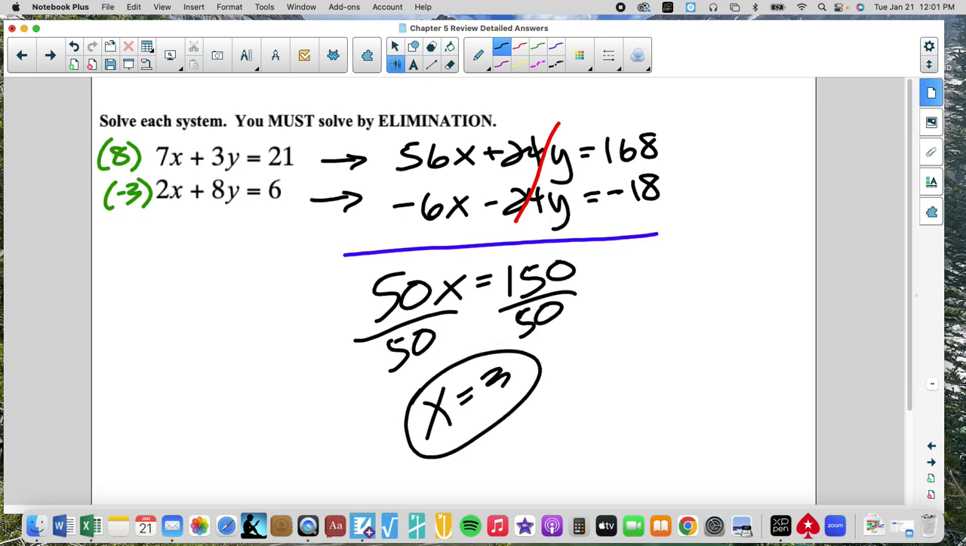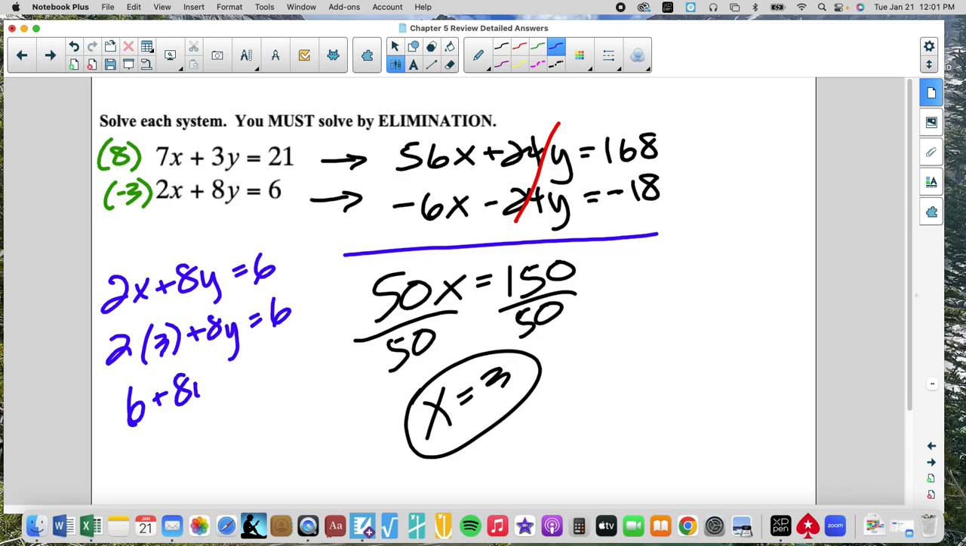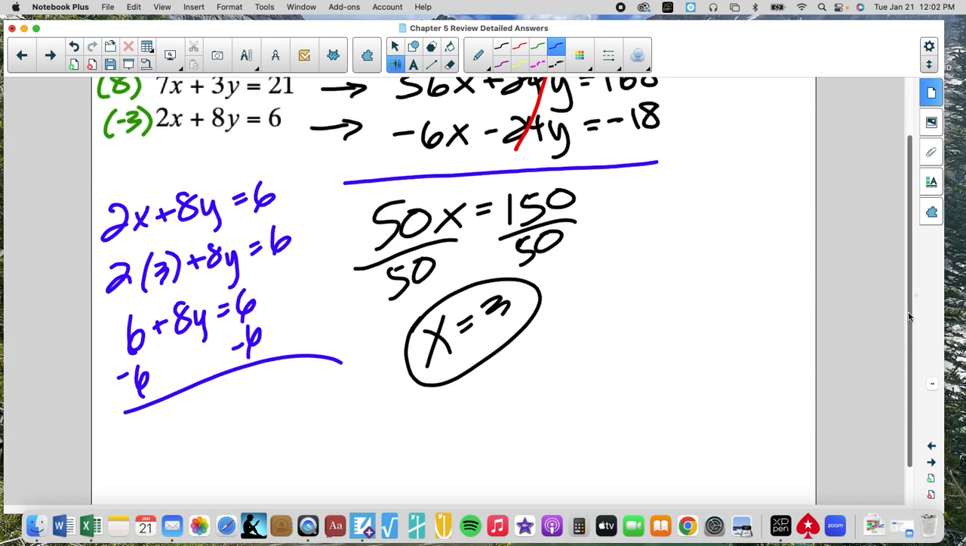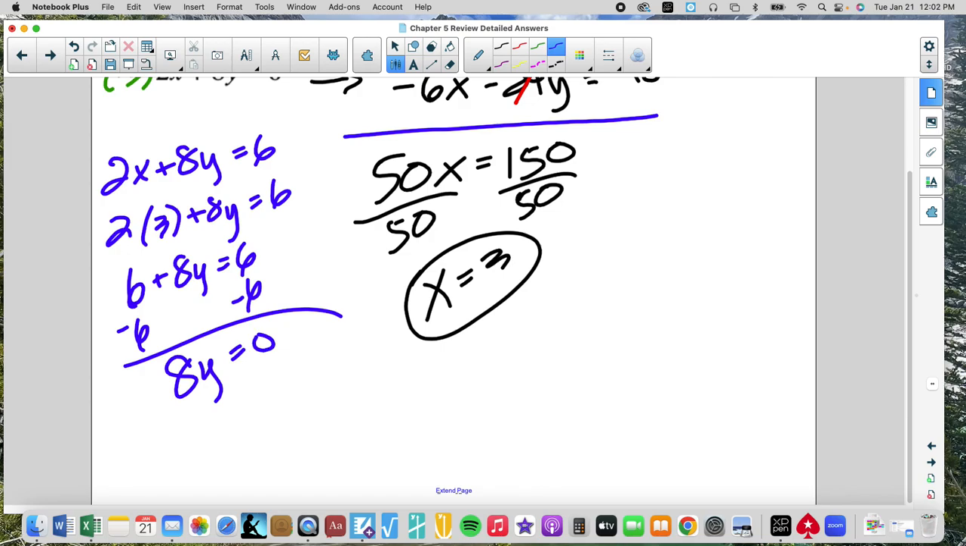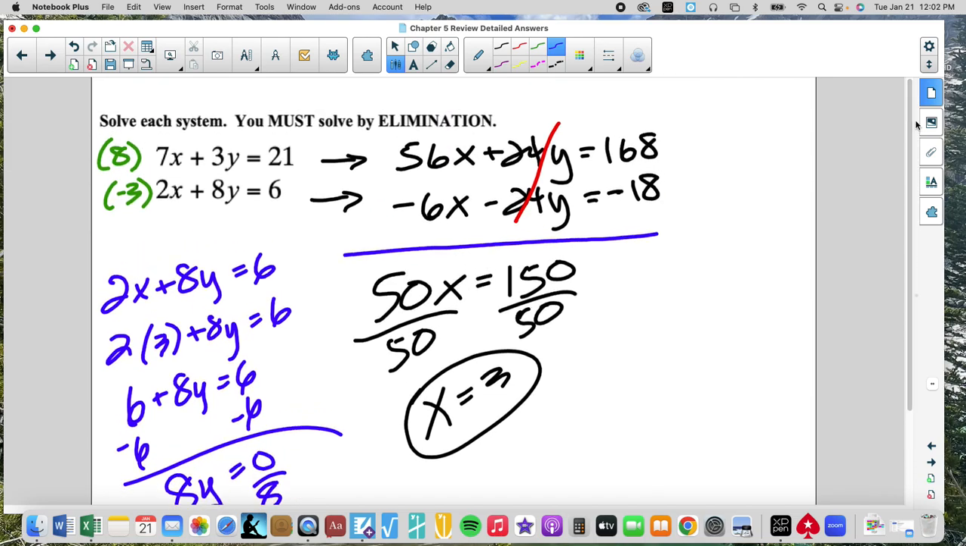Not bad. We'll take the bottom equation, 2x plus 8y equals 6. Plug in the x value that we solved for. 6 plus 8y equals 6, so subtract 6. 8y equals 0. Divide by 8. y equals 0. So we have our solution: 3, 0. Just make sure that you pay attention to which variable goes with which location of the coordinate.